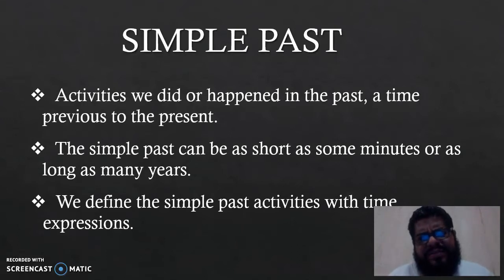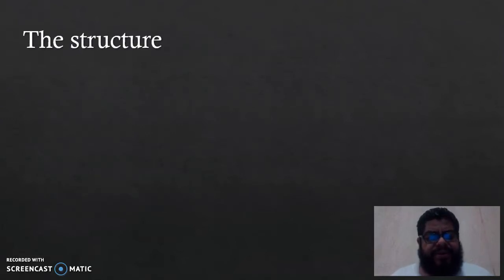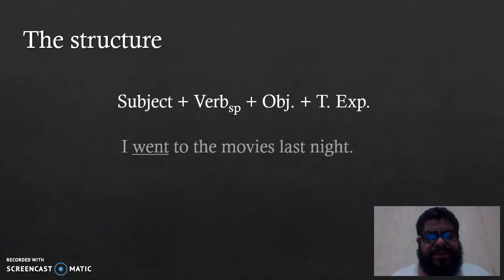What is the structure of the simple past? In the structure, we have the subject plus the verb in the simple past, plus the object plus the time expression. So, the structure looks like this: I went to the movies last night.